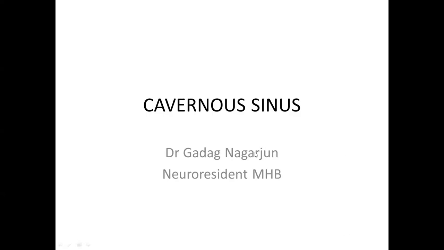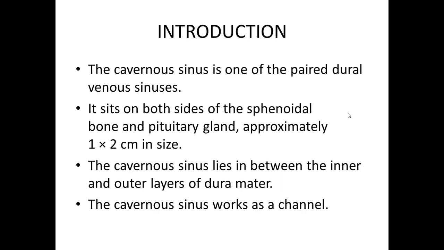Good morning, everyone. Today I'm going to present a seminar on cavernous sinus. Introduction. Cavernous sinus is situated in the middle cranial fossa. It is one of the paired dural venous sinuses. It sits on both sides of the sphenoidal bone and pituitary gland. It measures approximately 1 by 2 centimeters in size.